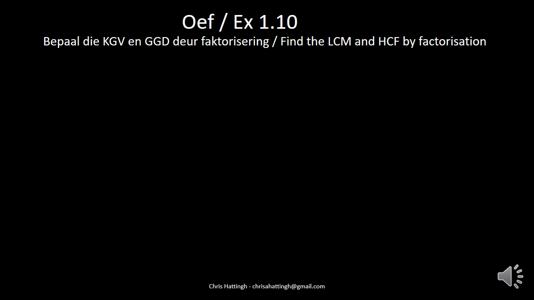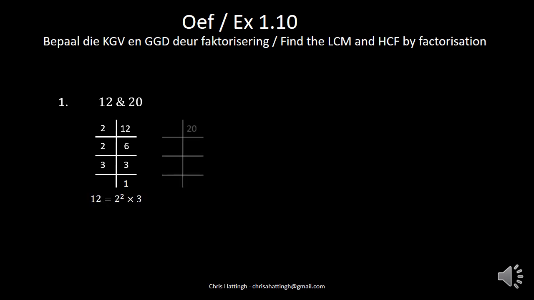Exercise 1.10, we're going to now find the LCM and HCF by factorizing the numbers. Number 1 was 12 and 20. So first thing you do is factorize both the numbers. What I normally do is I write the factors underneath each other. It's just easier to see the common factors.